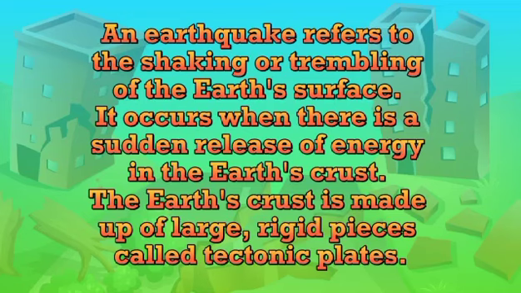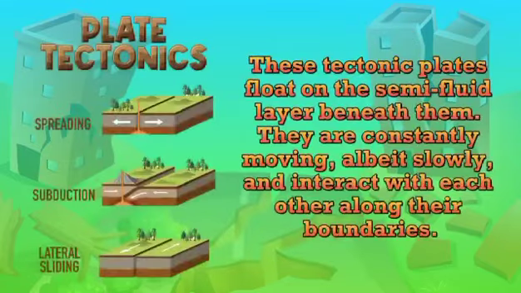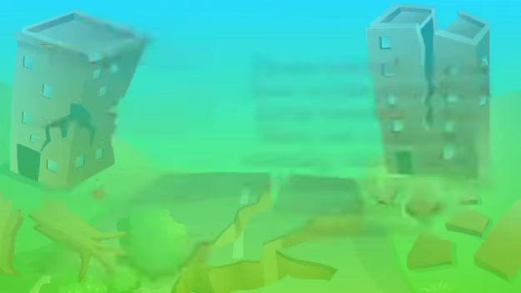The Earth's crust is made up of large, rigid pieces called tectonic plates. These tectonic plates float on the semi-fluid layer beneath them. They are constantly moving slowly and interact with each other along their boundaries.